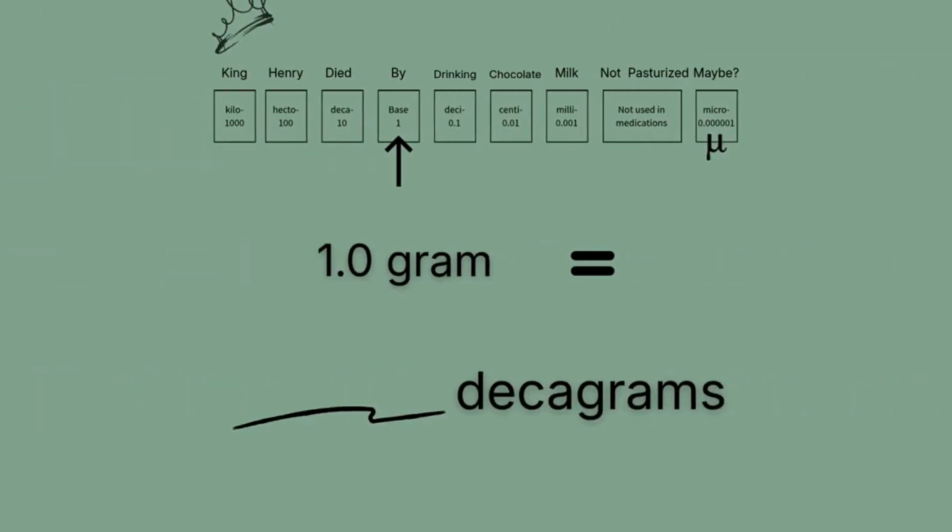If we want to convert that same 1 gram into decagrams, notice that deca is 1 place to the left of the base unit. In this case, we move the decimal point 1 place to the left, making 1 gram equal to 0.1 decagrams.